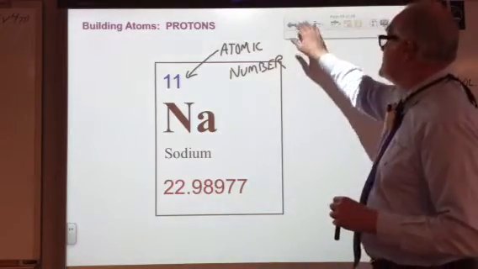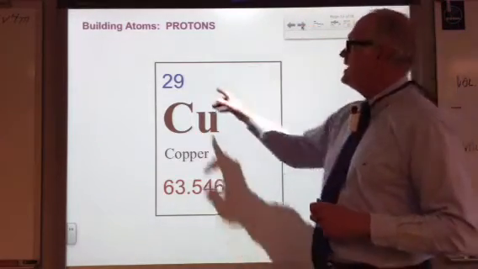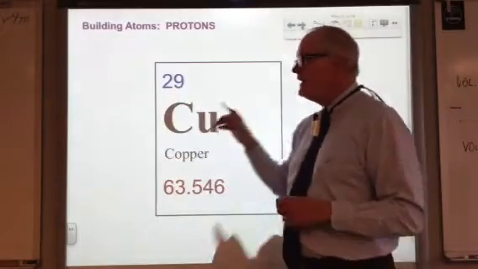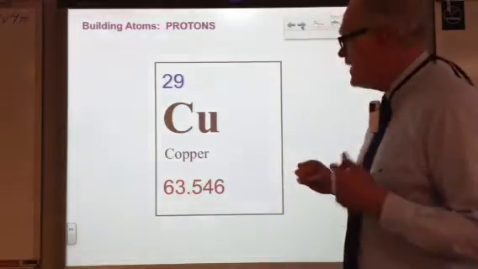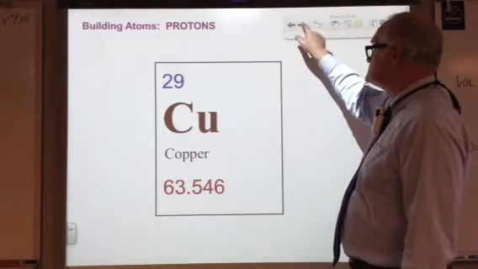Let's think about another example here. Here's copper. Copper has an atomic number of 29. That means every copper atom, every single one, has 29 protons in it.